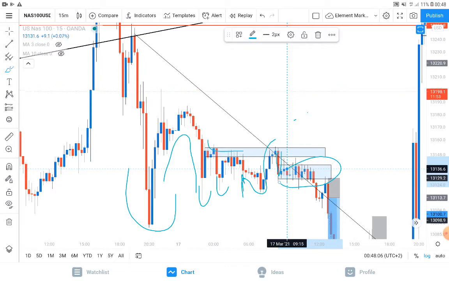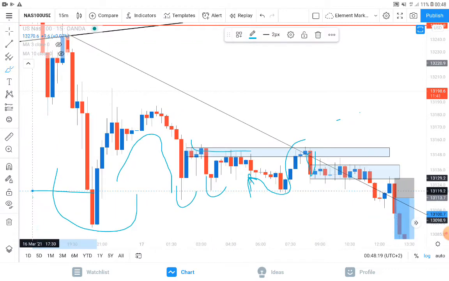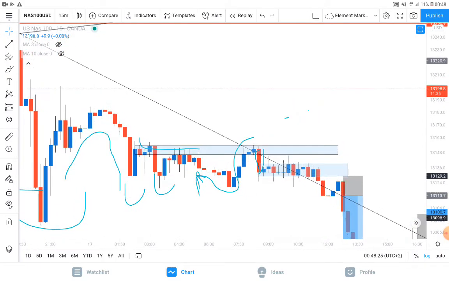then finally we had a break to the downside, and that was when I decided, listen, I'm getting out of all my positions, because when I saw the break on the downside, it was terrible. So now, I'm really struggling with this thing.